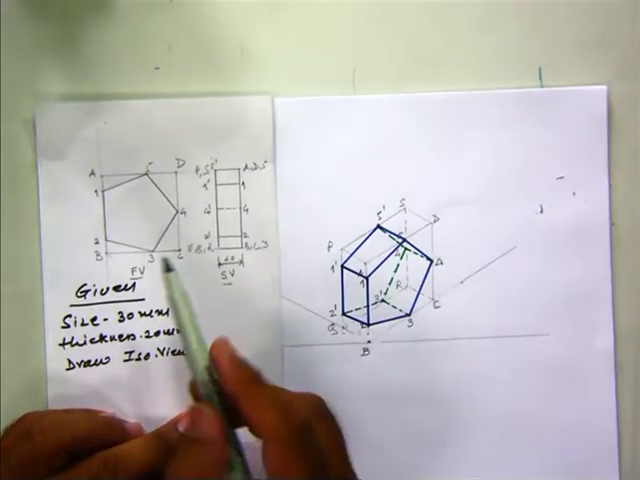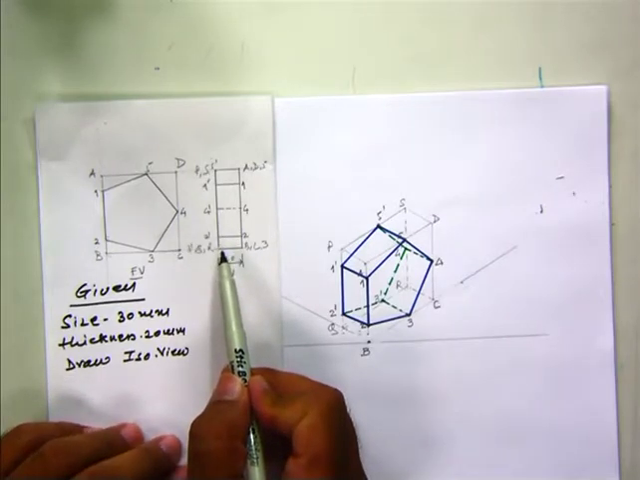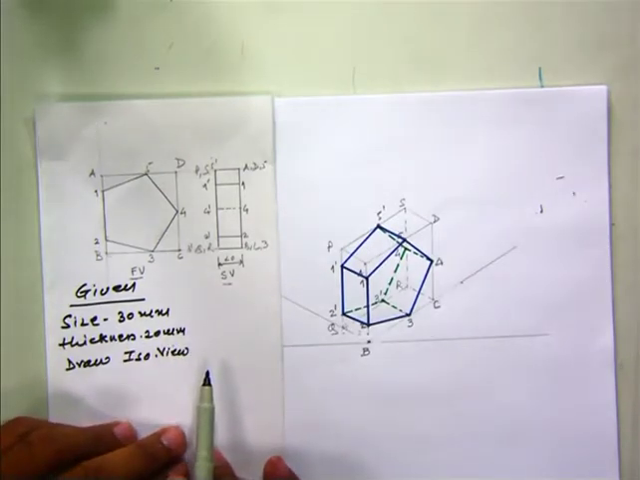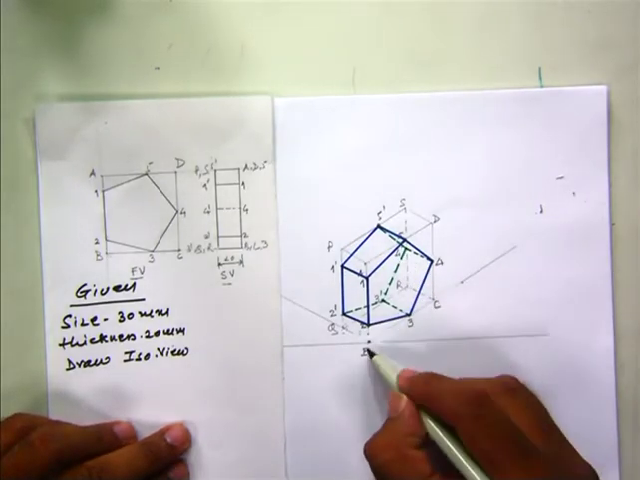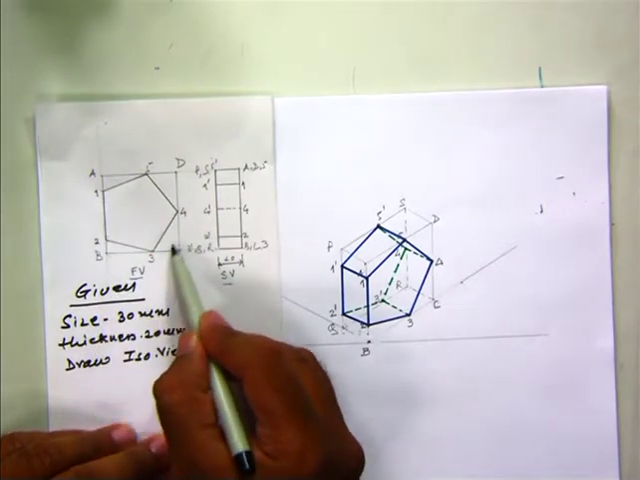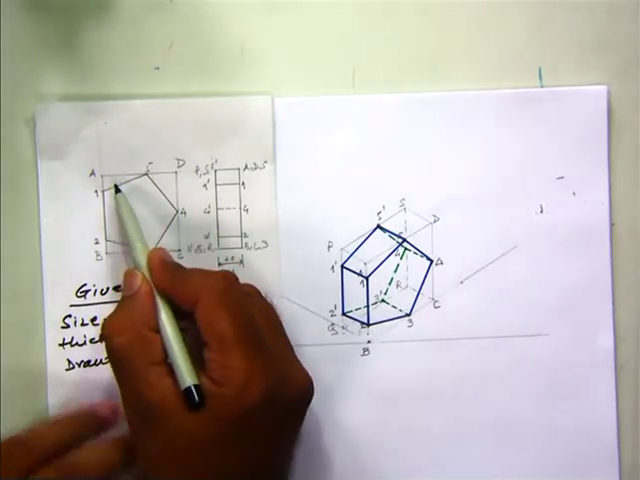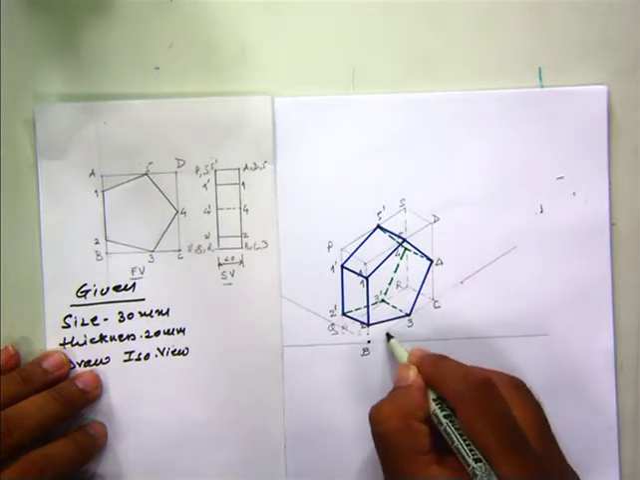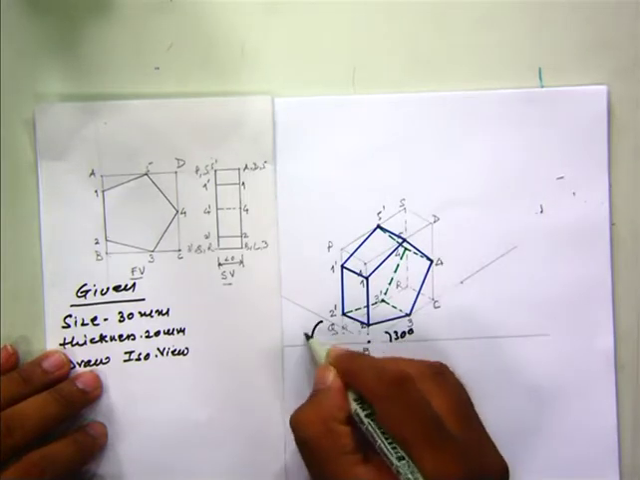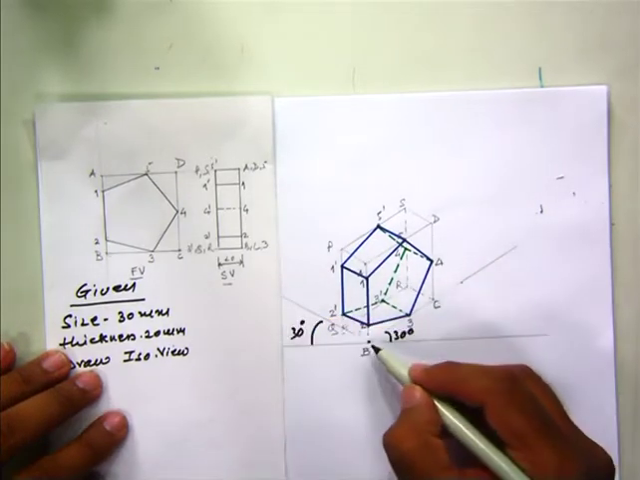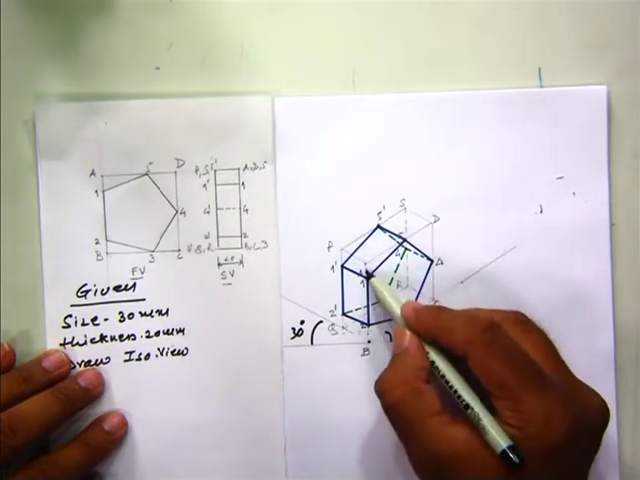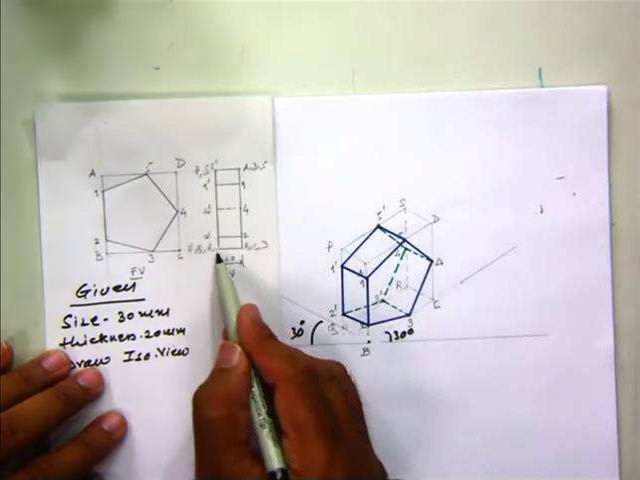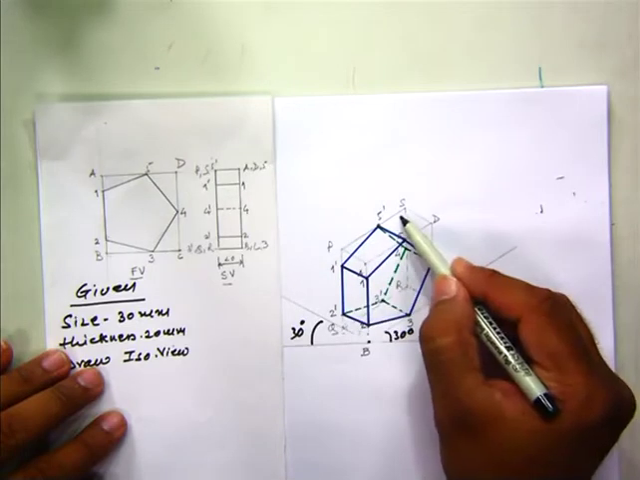So friends, the front view and side view of the pentagon plate is given with size 30 mm, thickness 20 mm. We have been asked to draw the isometric view. First we have inscribed this pentagon in this rectangle ABCD. We first put the point B over here. From here, 30 degrees on this side and 30 degrees on this side, we have drawn two lines. At B, we have completed this rhombus ABCD. From here, with 20 mm thickness, we finish another rhombus PQRS.